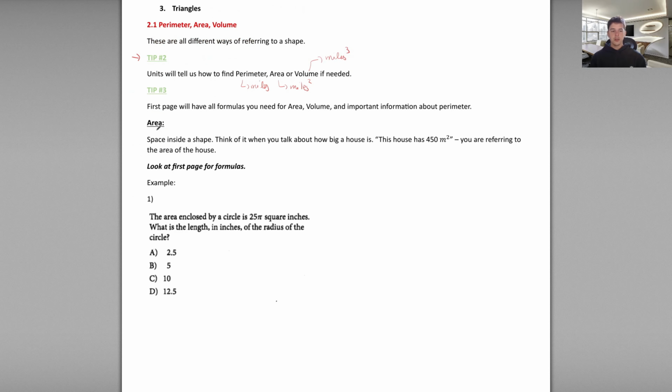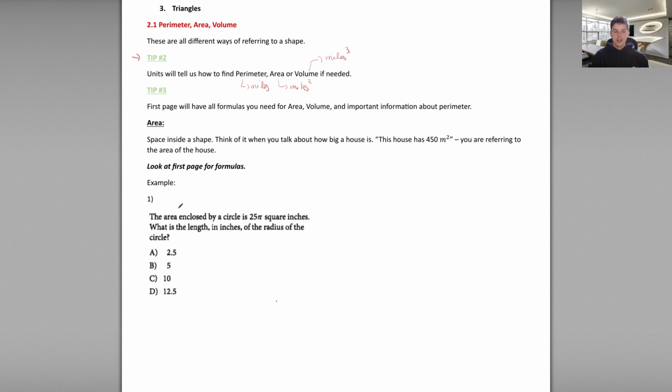All right, let's dive into area. Area is pretty much the space inside a shape. I always like to think of houses when I think about areas. For example, my house has 200 square feet. So just think about the units, square feet. So you know it's area that we are referring to.